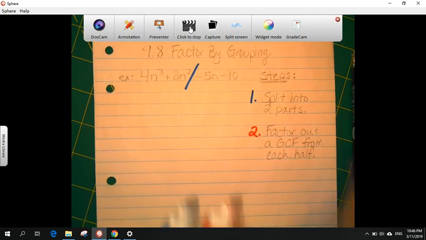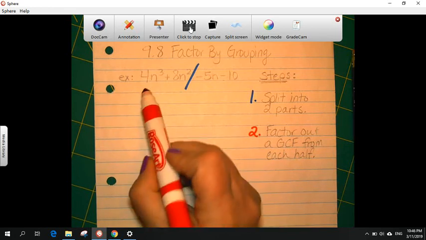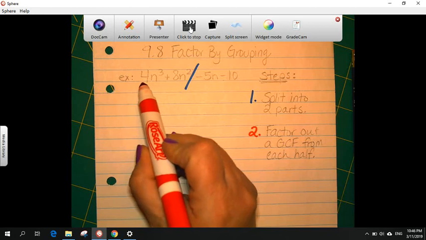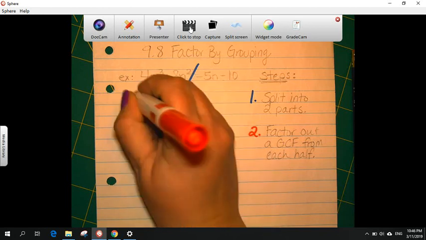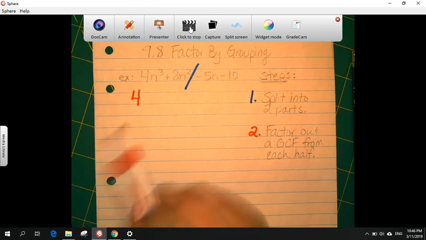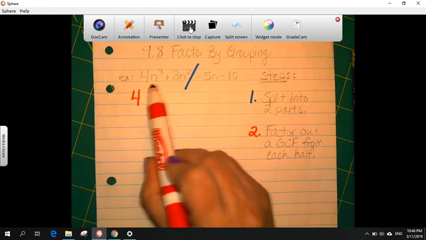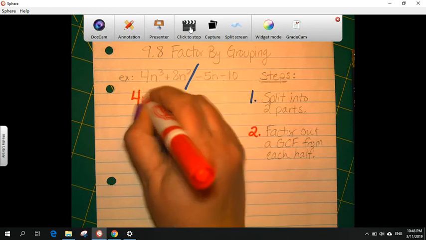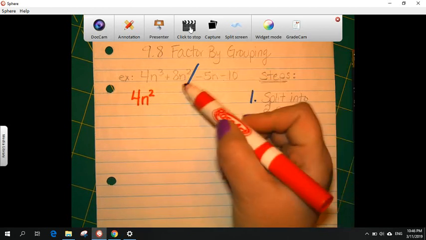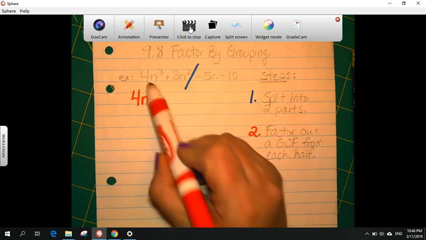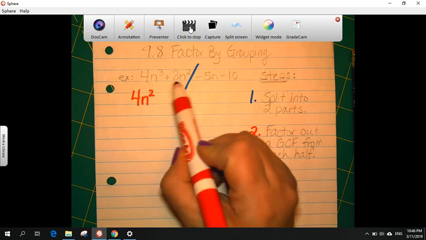Okay, so I'm looking at the first half here, and I'm trying to figure out what's the largest number that divides into 4 and into 8. Well, 4 is the biggest number that divides into 4 and into 8. And then what's the most number of n's that both of these terms have to give up? And that would be n squared, because remember, we can't take more n's from something than it has to give. So 4n squared is the greatest common factor for the first 2 terms.